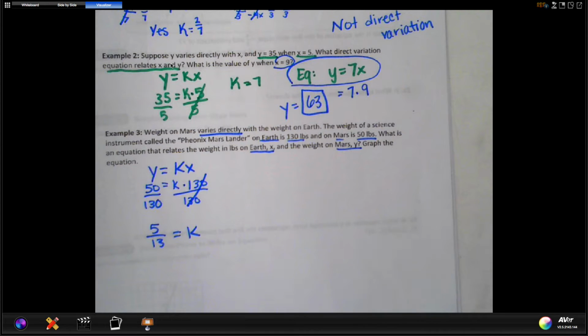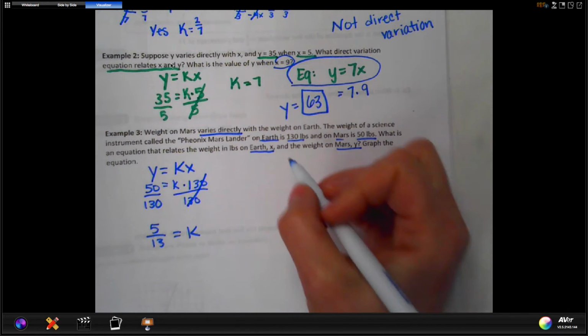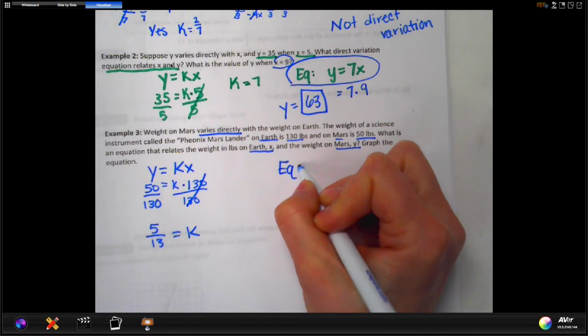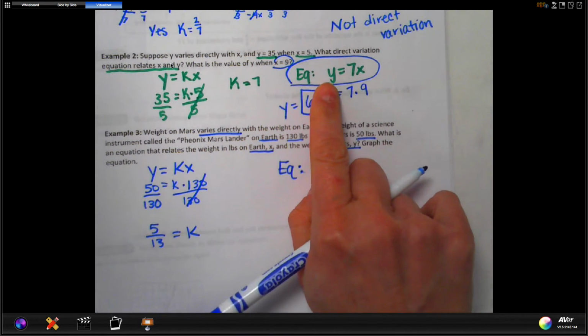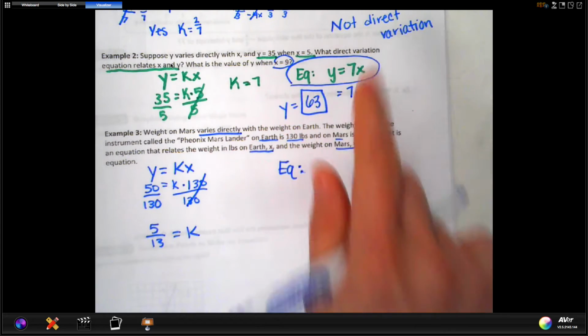Our first answer was to write an equation. So what does the equation look like now? So I'm going to do that up over here. So our equation is what? This is what we did up here for our last one. So write me the equation. Cody, go.